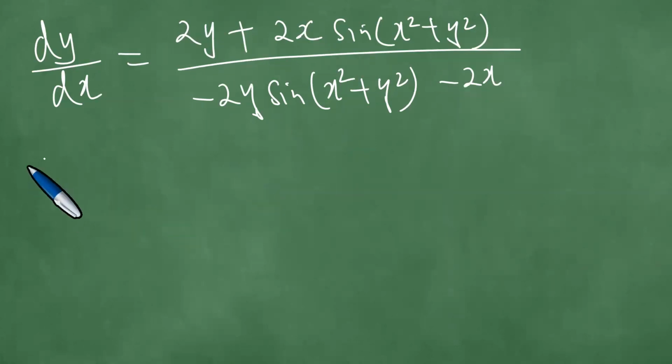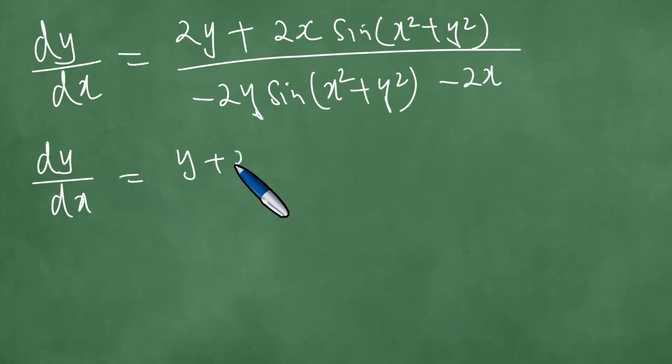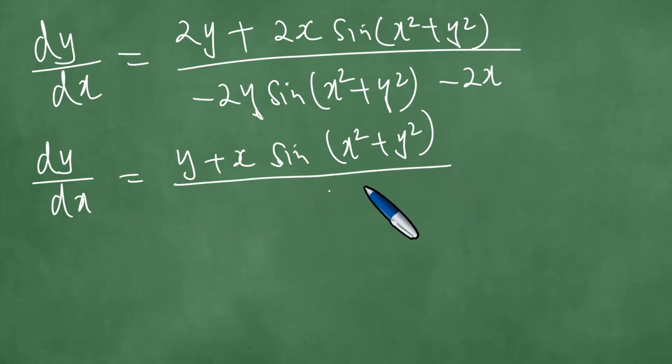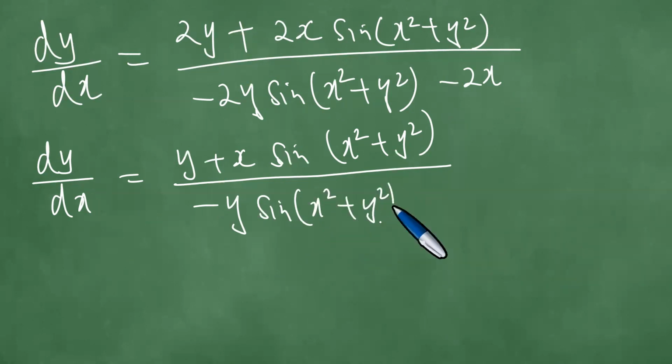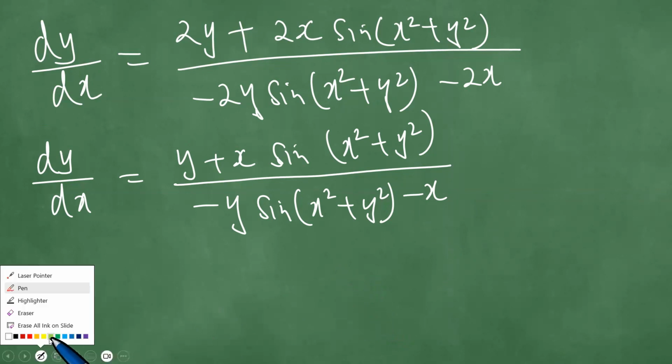2 is a common factor right through, meaning dy/dx is y plus x, the trigonometric sine of x squared plus y squared, divided by, now the 2 is going to cancel out because every term has 2, minus y the sine of x squared plus y squared minus x. And this is exactly the answer. But I must indicate that this answer can be written in many ways.